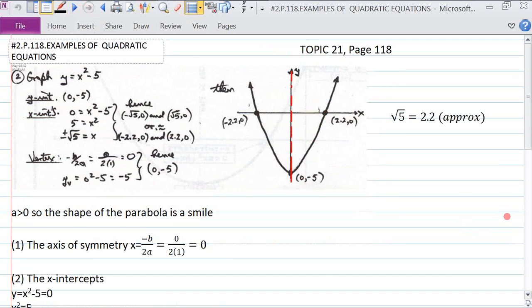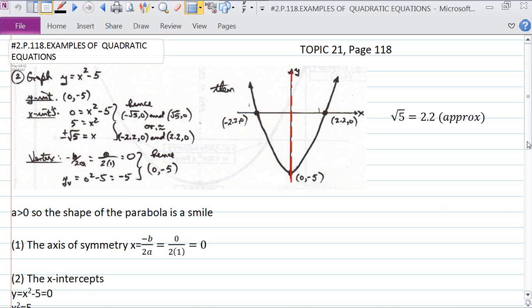So let's now go to example 2. Here we have the graph y equals x squared minus 5. You'll notice that we have no term in x. Well, that's okay. We don't have a term in x, but we must have a term in x squared.